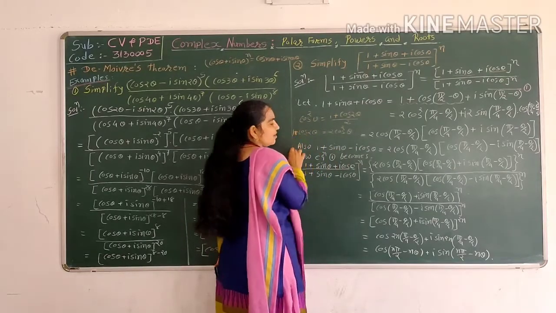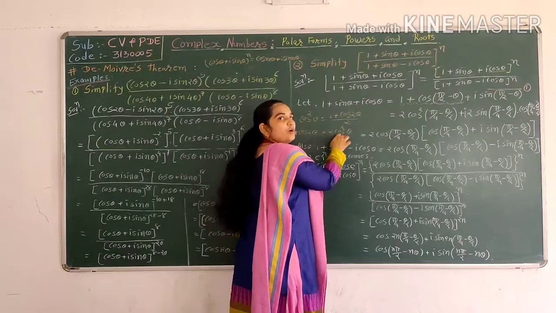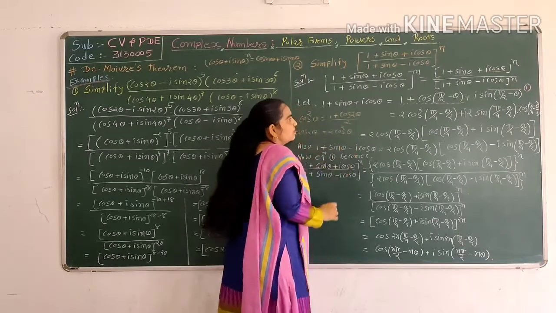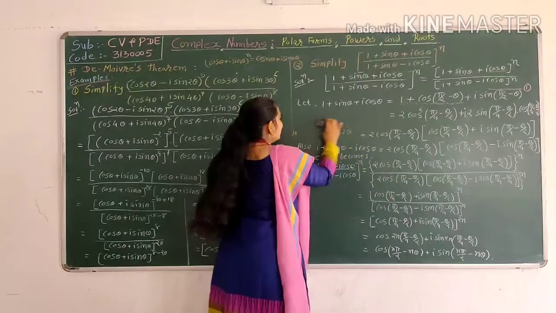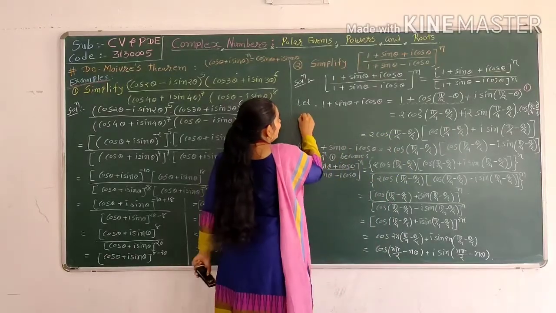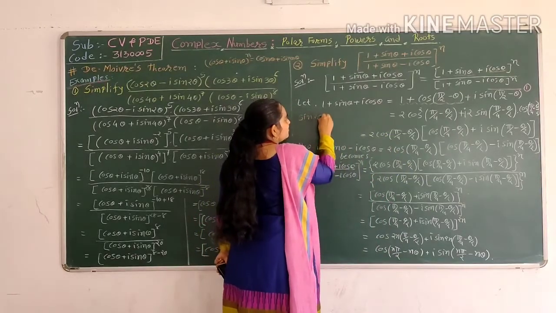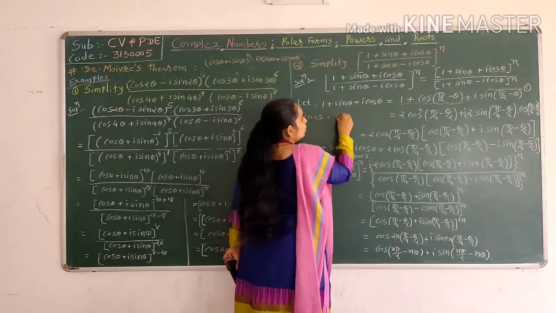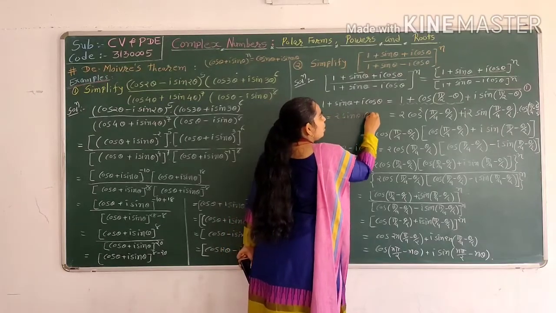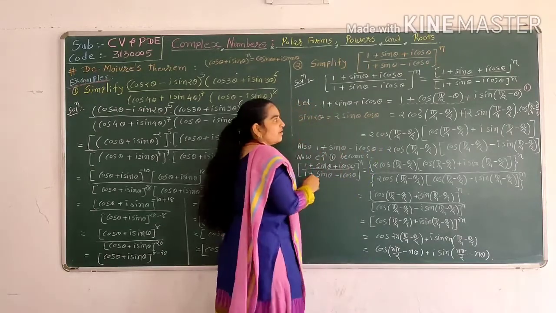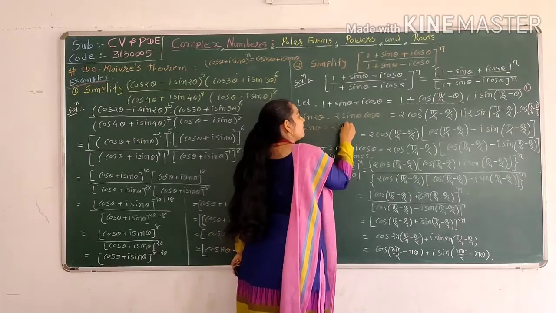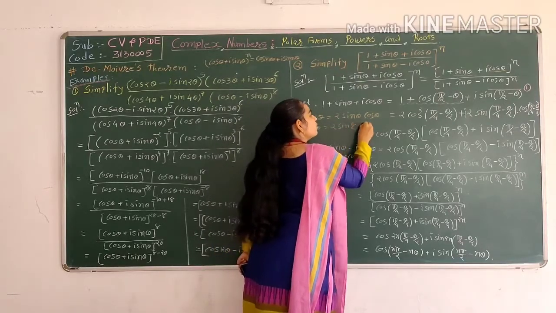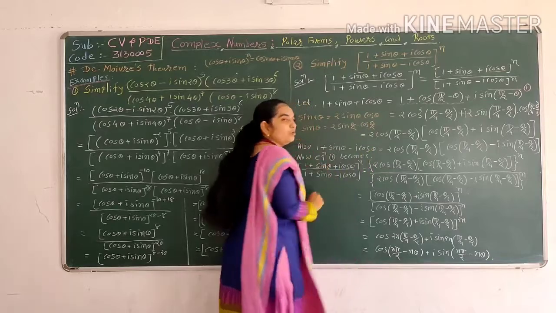1 plus cos theta. Therefore, we can write here 2 cos square theta by 2. Same as we have given here sin theta. Now for sin theta, we know that sin 2 theta is equal to 2 sin theta cos theta. Now we have given only sin theta, therefore we can write 2 sin theta by 2 into cos theta by 2.